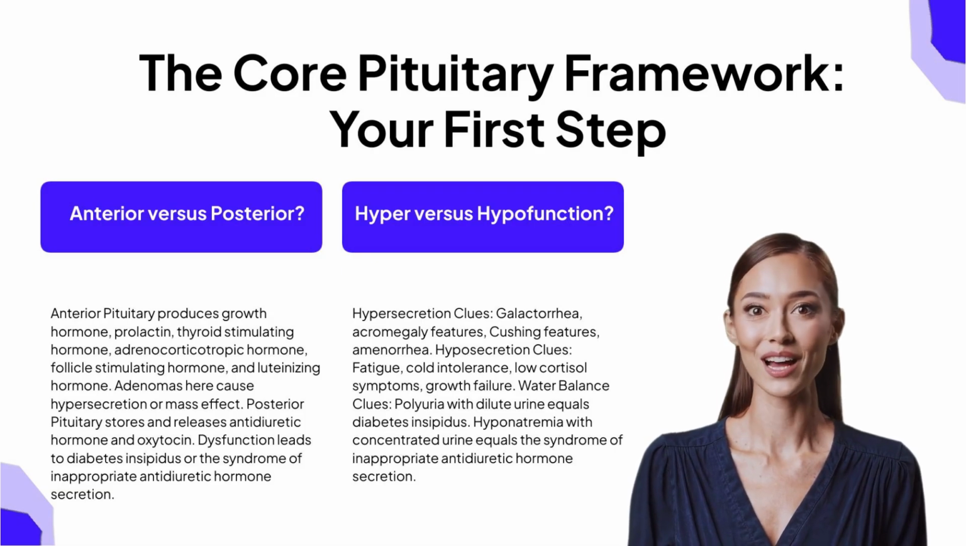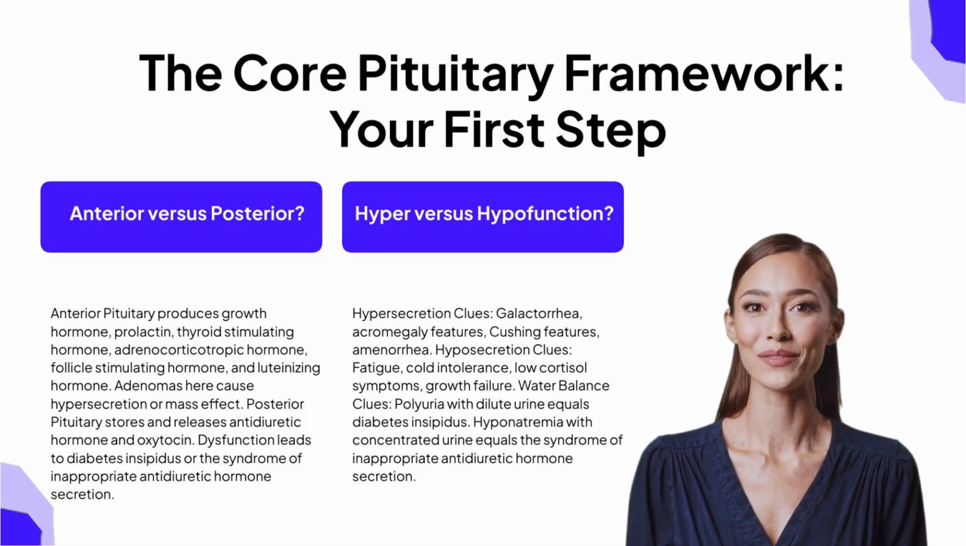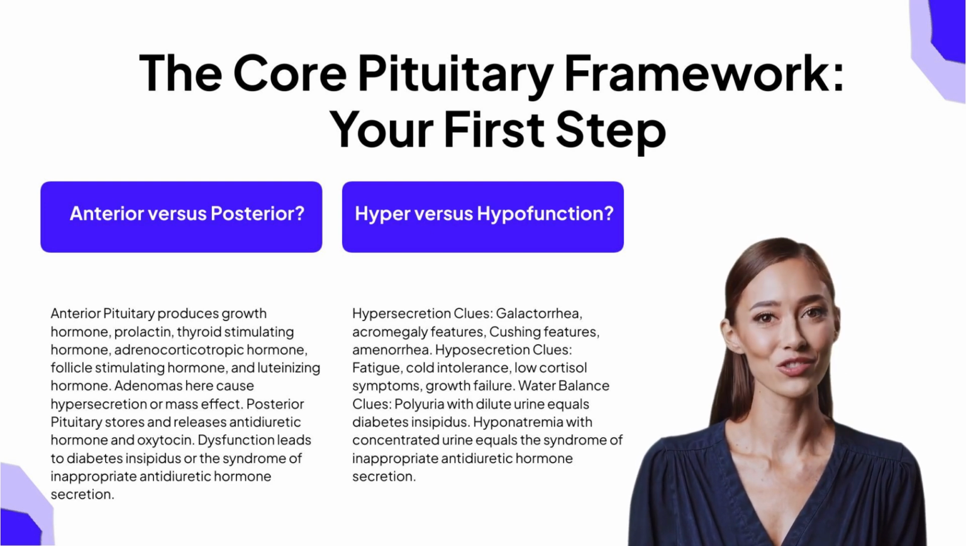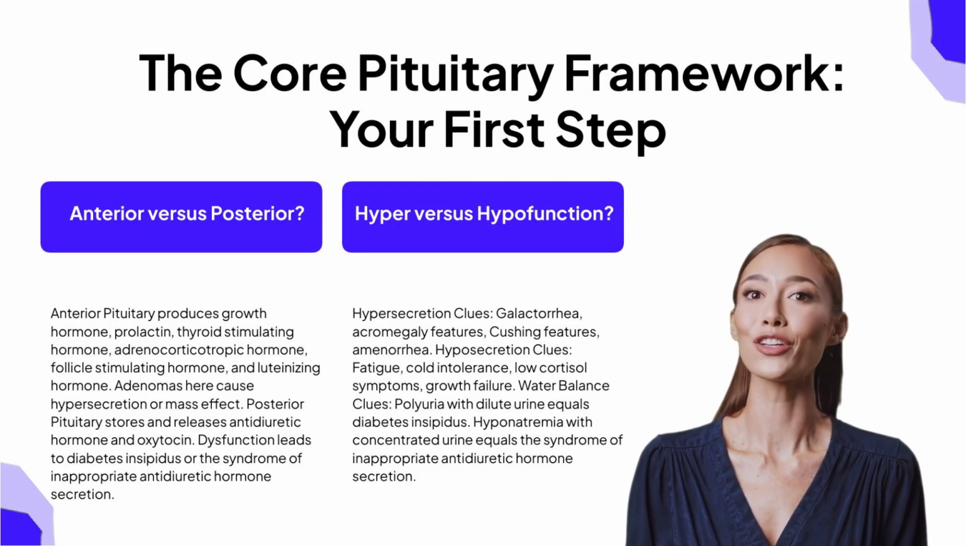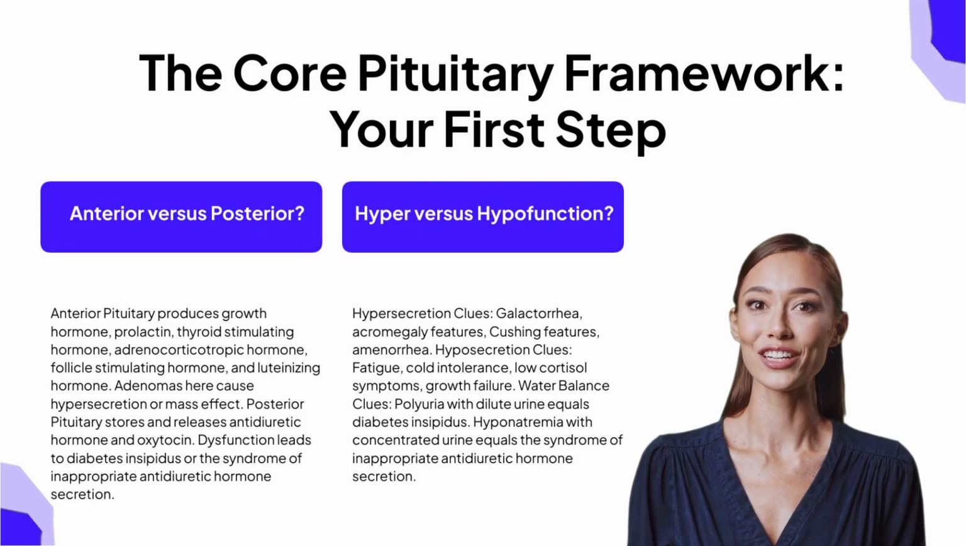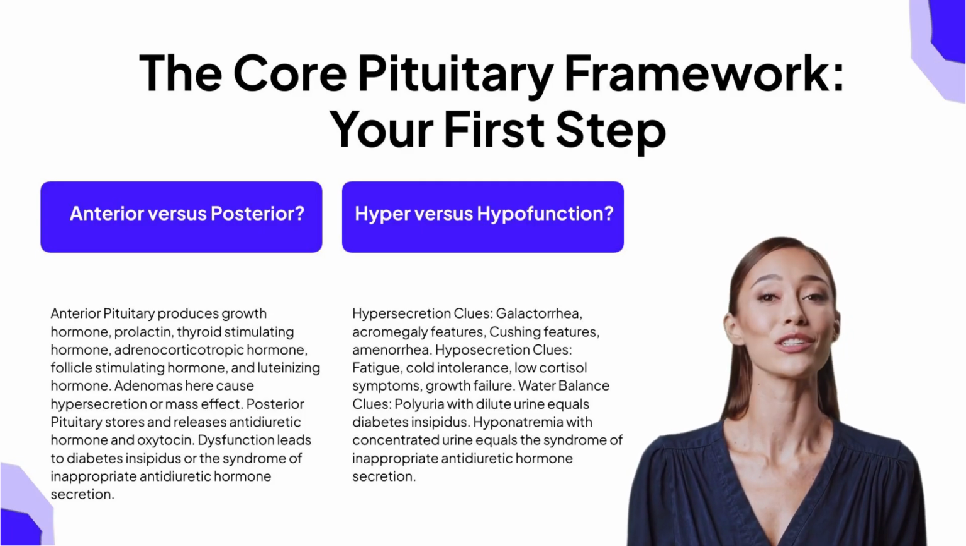Second, are you dealing with hyperfunction or hypofunction? Hypersecretion gives you galactorrhea, acromegaly features, or Cushing features. Hyposecretion gives you fatigue, cold intolerance, and adrenal insufficiency symptoms. This framework is your anchor for every pituitary question you will see.